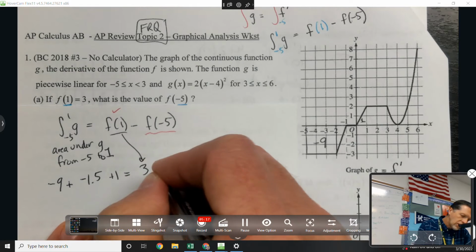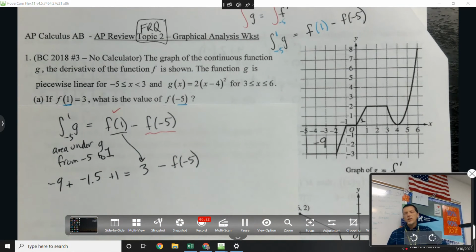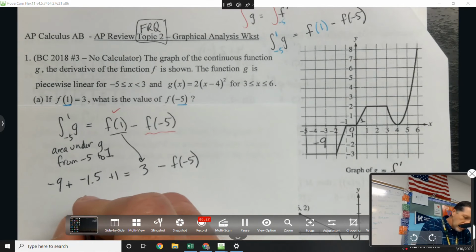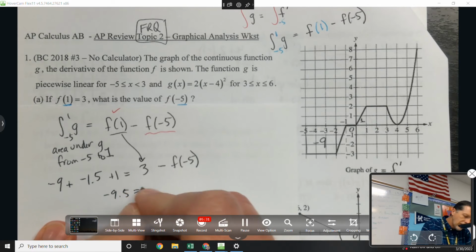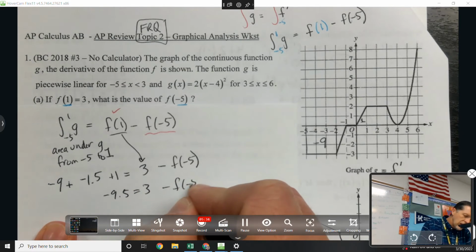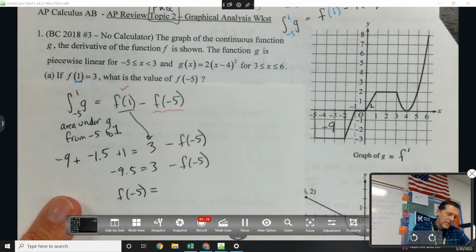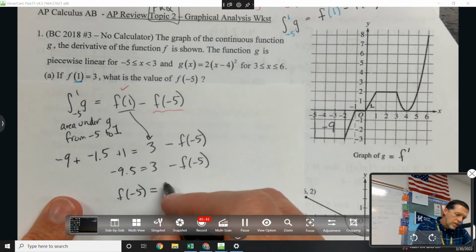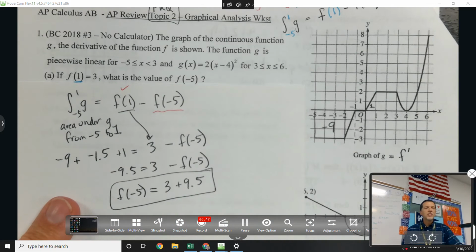F of 1 is 3. F of negative 5 is what we're looking for. So now I just need to move things around a little bit. Let's see, negative 10.5 plus 1 is negative 9.5. So F of negative 5 then is 3 plus 9.5. And I'll be lazy and leave it like that just to make the grader work for it a little bit.